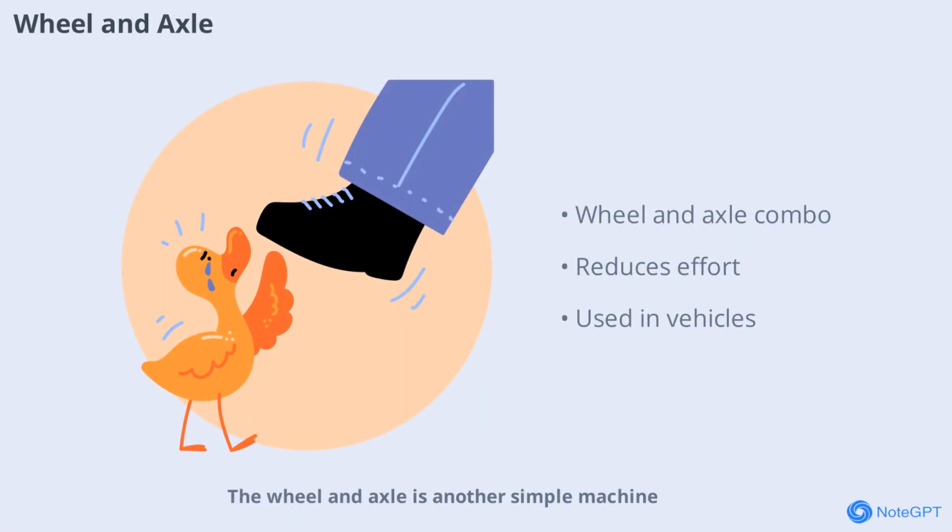Wheel and axle is another simple machine that makes it easier to move or lift objects. It consists of a larger wheel attached to a smaller axle, so when one turns, the other does too. This principle is used in everything from cars and bicycles to doorknobs and rolling pins, making movement smoother and more efficient.